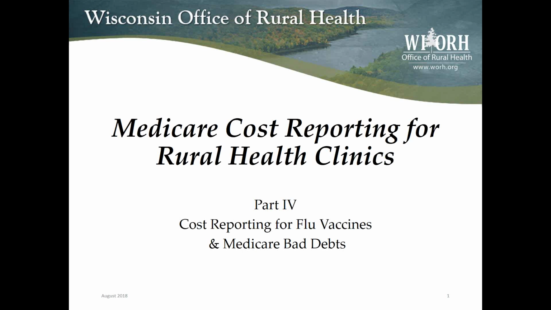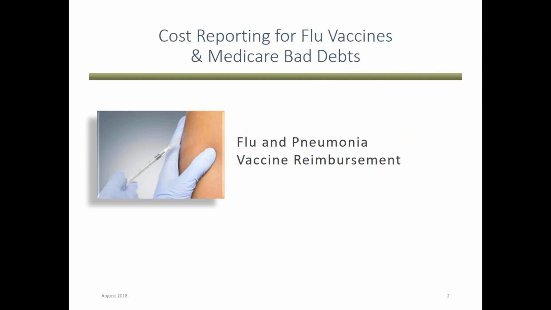You have accessed Part 4 of the 4-part session entitled Medicare Cost Reporting for Rural Health Clinics. The cost reporting for flu vaccines and Medicare bad debt session is designed for individuals who may not be familiar with the Rural Health Clinic program. For additional information about the RHC program, please access Parts 1 through 3 of Medicare Cost Reporting for Rural Health Clinics, as well as other focused educational rural health clinic webinars sponsored by the Wisconsin Office of Rural Health. This is Part 4, Cost Reporting for Flu Vaccines and Medicare Bad Debts.